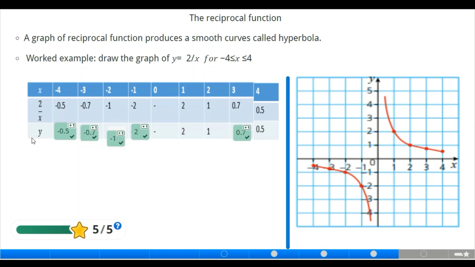Now for the negative aspect of it, when x is minus 1, what is y? Y is minus 2, right? Now when x is minus 2, what is y? Y is minus 1. When x is minus 3, what is y? Y is minus 0.7. And when x is minus 4, y is minus 0.5.